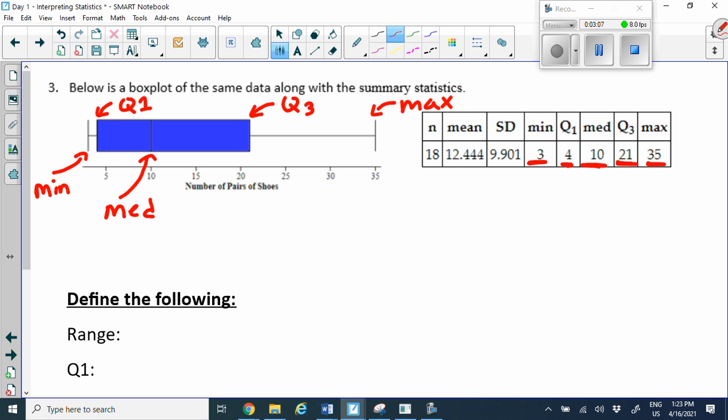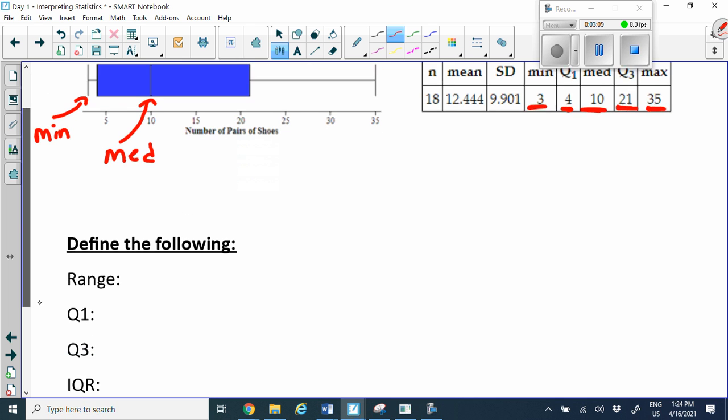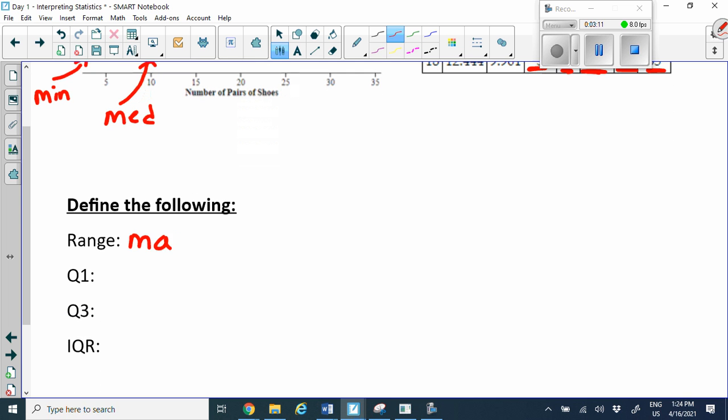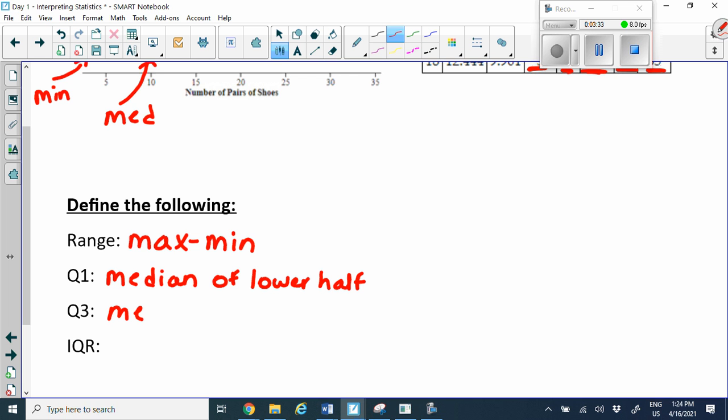Let's go ahead and talk about how to find all these values. Now range, we should already know. You take the maximum value, subtract the minimum, and you figure out the entire range of your data points. Q1 is going to be the median, so remember, that means the middle of the lower half. And when I say lower half, I mean the lower half of your data points. And then Q3 is the median of the upper half, and that's the upper half of your data points.